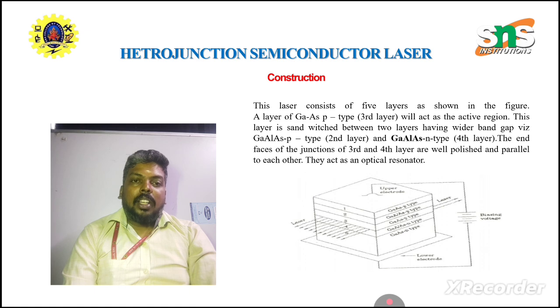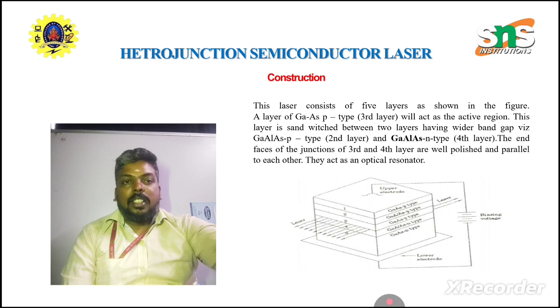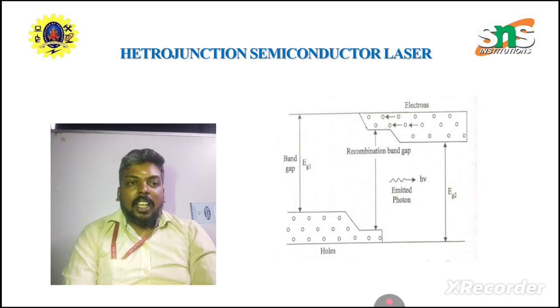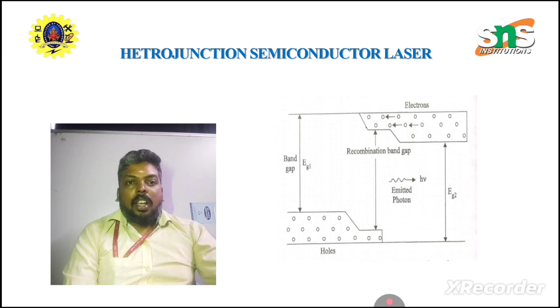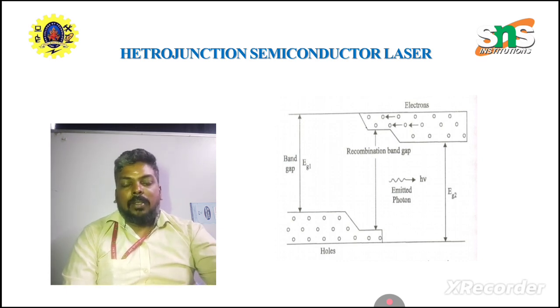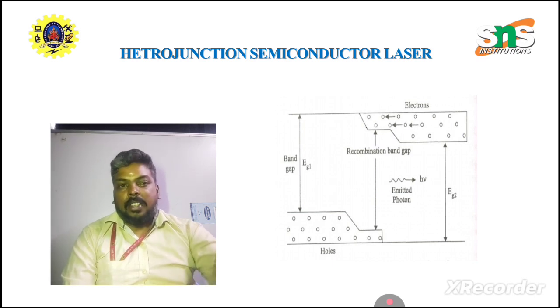The polished surfaces between the third and fourth layers are used as the optical resonators in the heterojunction laser. This is again the recombination process, but the number of electrons is higher than in the homojunction, because many layers are involved in producing the laser light. Holes and electrons move forward, and electrons make a downward transition from the excited state to the ground state, back to the valence band. The same process emits photons, which is the laser light.